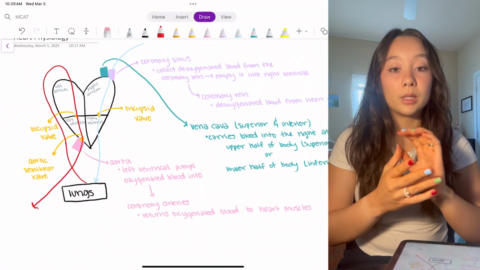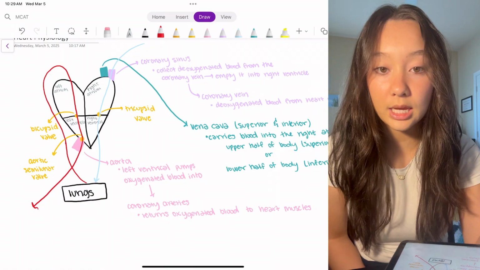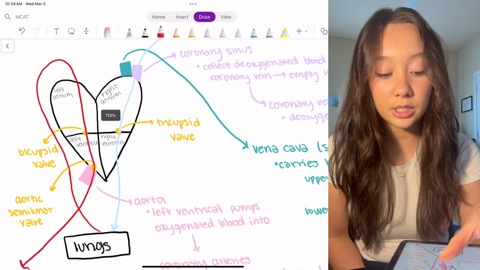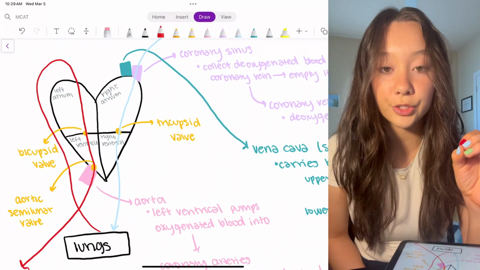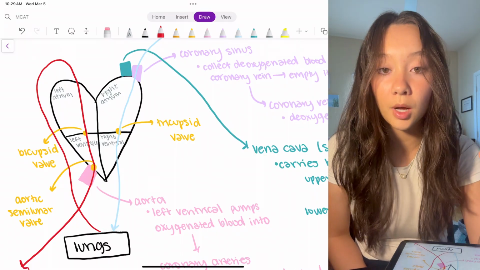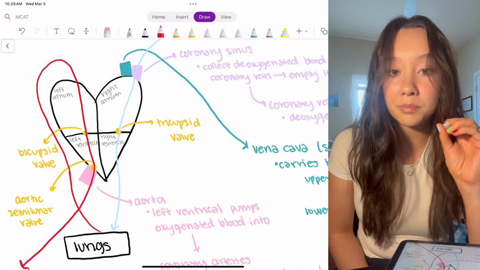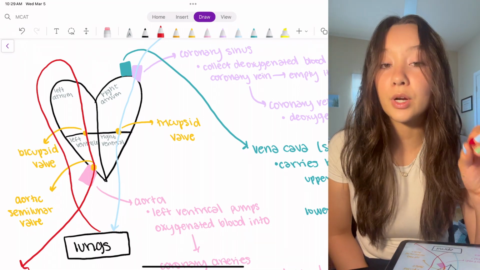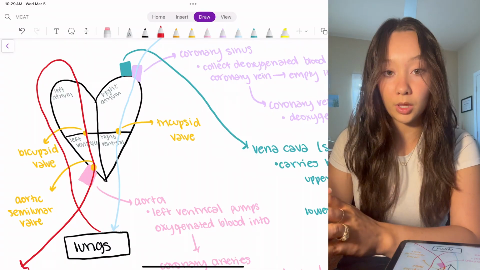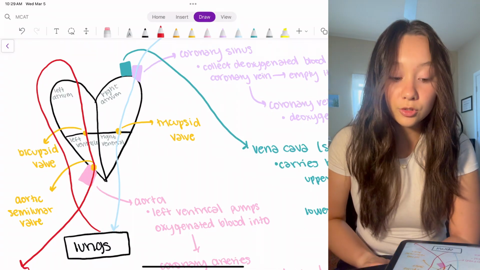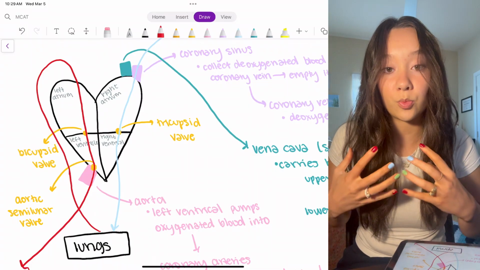So when blood is entering the heart, it always enters through the atriums. So as you can see here, no matter if it's oxygenated or deoxygenated, it always enters through the atriums, and then it always gets pumped out through the ventricles. And because the ventricles have to pump out blood at very high pressure, they have to build up pressure to be able to push the blood to the rest of the body. The ventricles are going to be a little bit thicker because they are going to have a higher pressure in them.